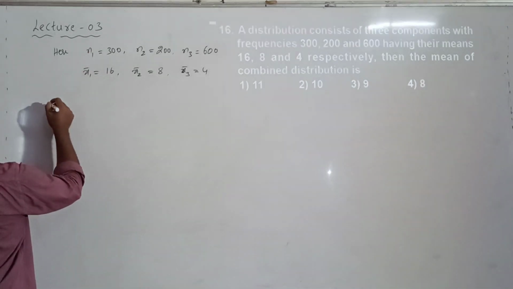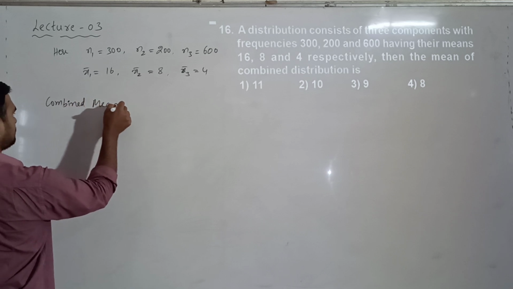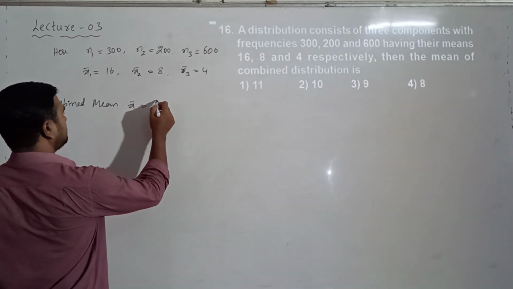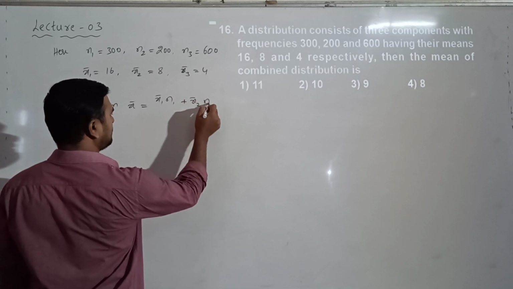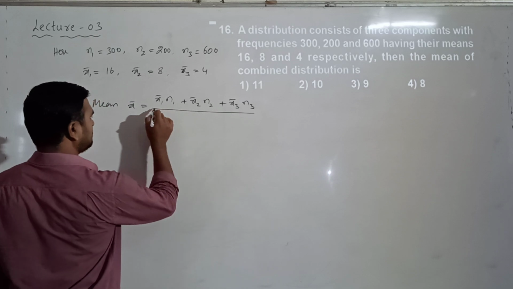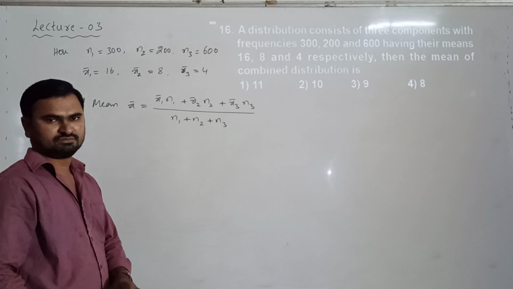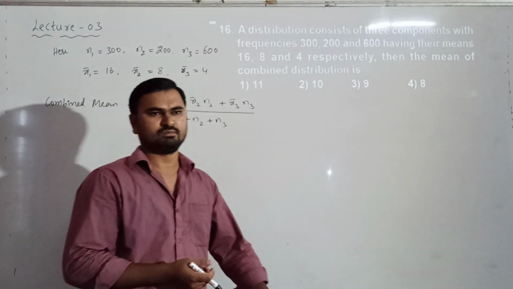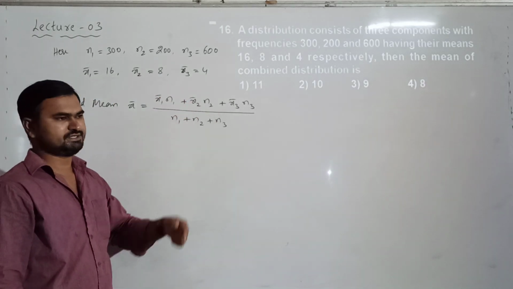So what is the formula for combined mean? Combined mean x bar is given by x1 bar into n1 plus x2 bar n2 plus x3 bar n3 divided by n1 plus n2 plus n3. Not only up to three components, it can be extended up to any number of components. Since we are given three components, we are taking up to three components here.